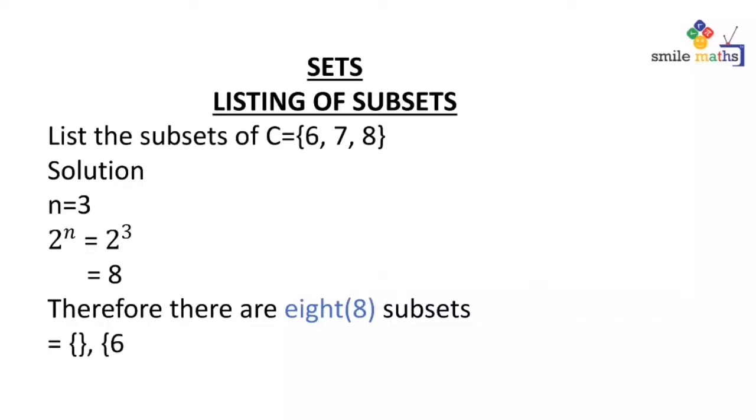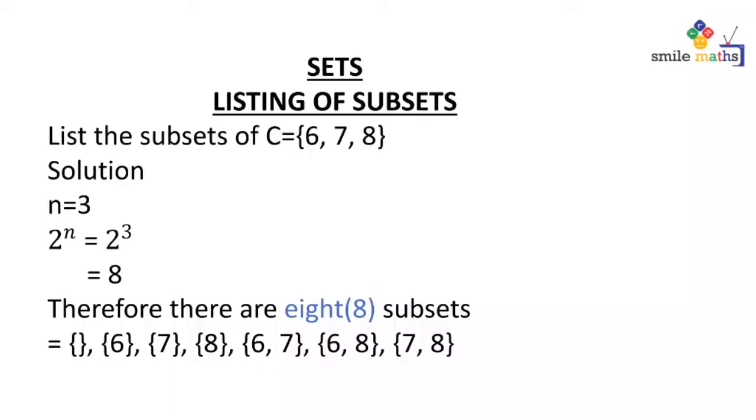So the null set, you have the set 6, you have the set 7, the set 8, then we have 2 by 2, so we have 6, 7, then we can talk of 6, 8, we can talk of 7, 8. Then we move to 3, which is the set itself. So we have 6, 7, and 8.